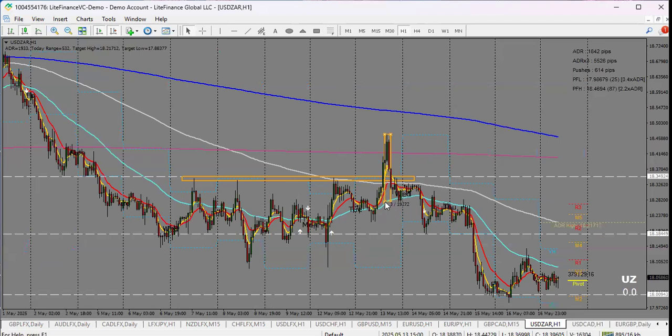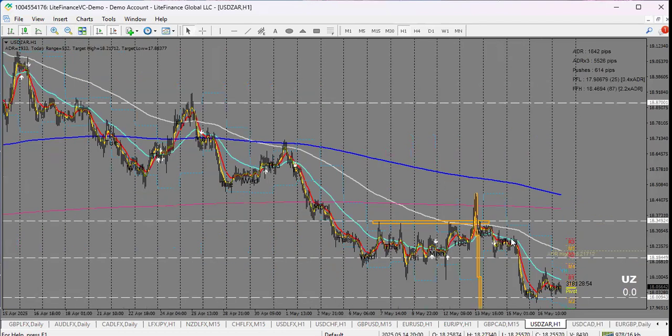Our ADR is around 184 pips. Okay, so I'll just leave it there. That's ADR times 1, ADR times 2, and we are heading to ADR times 3. We are just near to completing it. So we are now at level 3. You can see here, we're now at level 3.